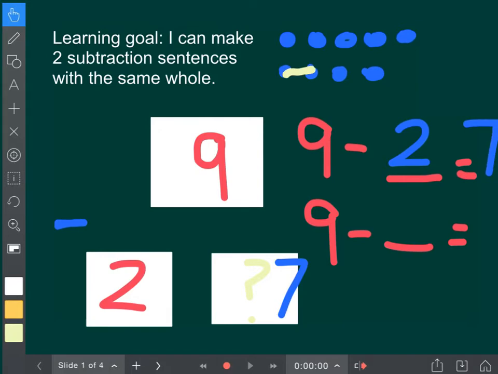Or I can go the opposite way and use the other side of the number bond. So I can say 9 minus 7 equals 2. I'm starting with the same number, and I'm just doing the opposite on the other side. Using my number bond will really help me remember which side to go from and always start with the whole number. That's the biggest number.